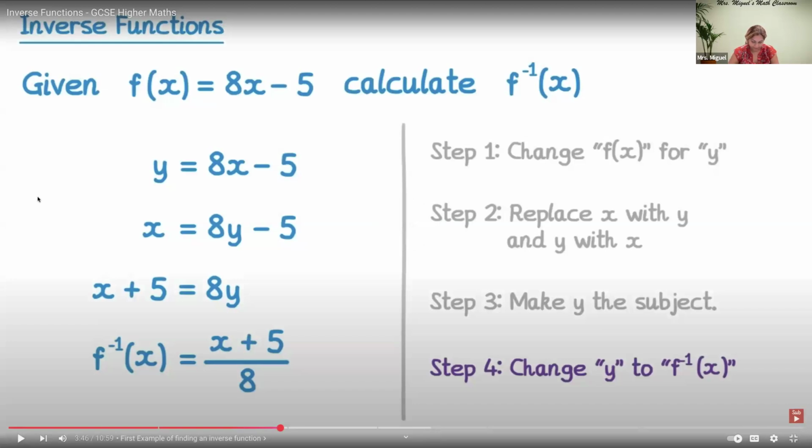This example will help us when writing inverse functions.